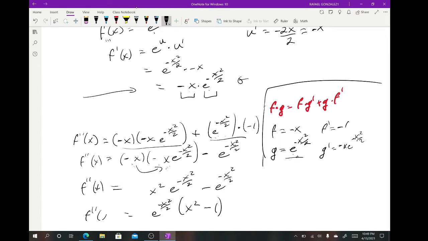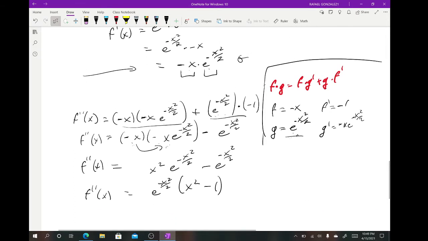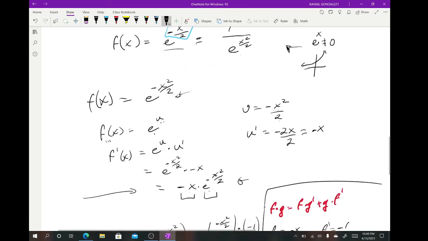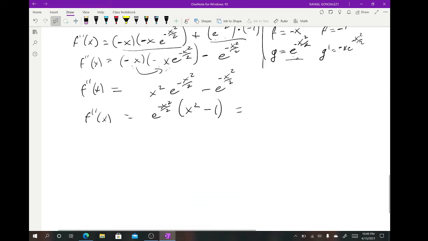So we have that the second derivative is e to the minus x squared over 2 times x squared minus 1. Now, to find the intervals for which this is going to be concave up or down, we still have to find critical values, much like we did for the first derivative test. To find those critical values, again, we want to find out when the second derivative is equal to 0.